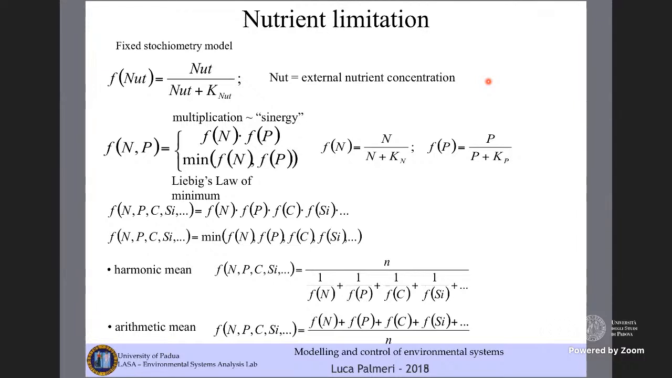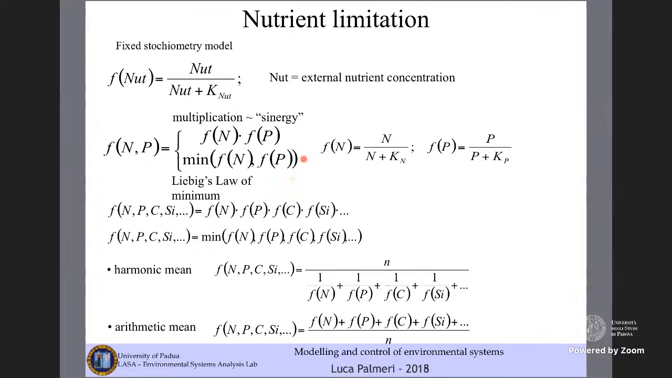We may have a multiplication or a synergetic effect, so that we may multiply this function. As I told you, in this case you are probably overestimating the limiting effect. Or we may take a Liebig's approach, Liebig's law of minimum. So we just include into our model the most limiting nutrient, the smallest of the limiting functions. This is why you take the minimum.